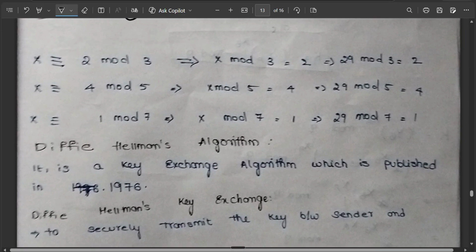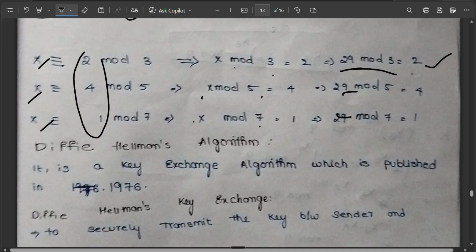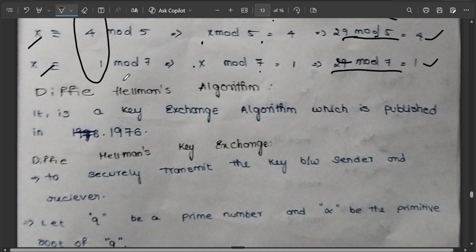So here you go. These were the given equations. What we are going to do is replace x mod 3, x mod 5, x mod 7 with the values on this side. So we got the x value as 29. We have substituted it and we are going to find 29 mod 3 is 2, 29 mod 5 is 4, 29 mod 7 is 1. So this is the Chinese remainder theorem.